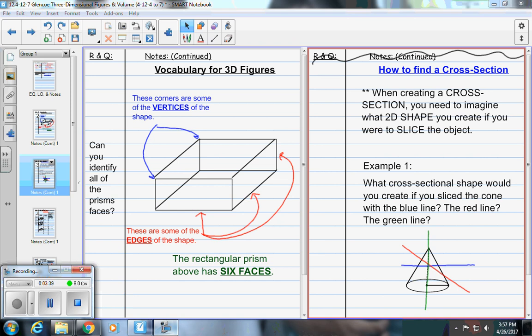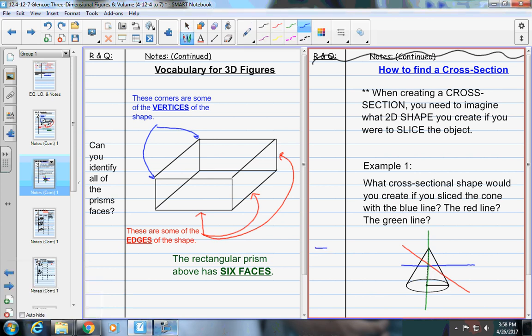Welcome back. Okay, so when we're creating a cross section, what you want to do is imagine yourself slicing this three-dimensional figure through the lines we've drawn. So on the bottom part here, let's start with our blue line slice. The three-dimensional figure I have here is a cone, and I like the cone shape as an example because it's a little more complex, and you end up with very different looking cross sections based on how you slice it. So let's start with the blue slice.